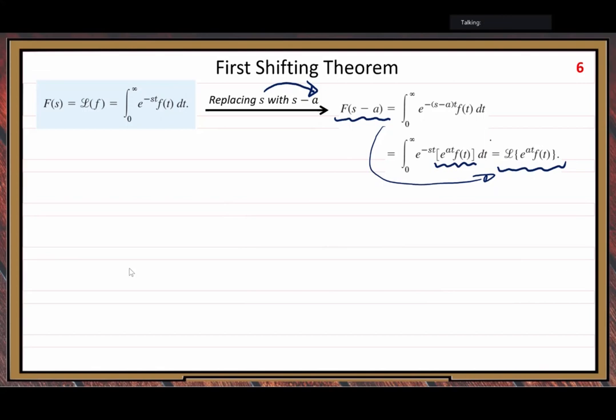When you multiply e to the at to that little f, first you ignore it. First you calculate the Laplace transform of little f without e to the at. So you get a capital F function. Then you put e to the at back, and on that side you do a shifting operation. That's the way you apply this theorem.